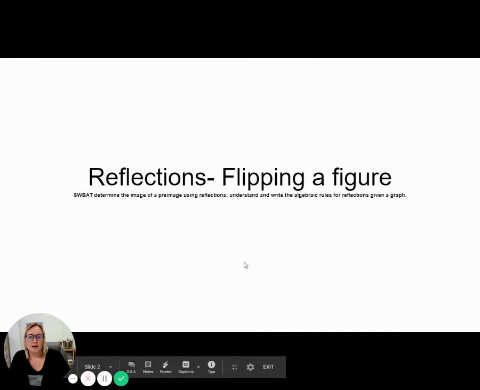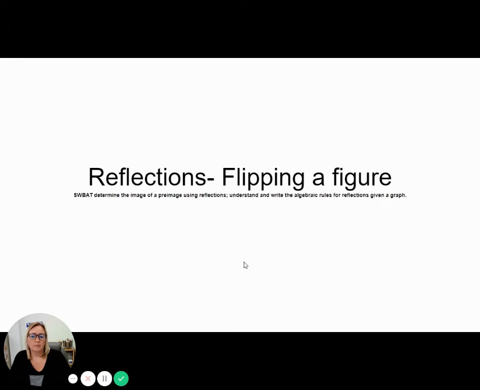Okay, today we are going to be talking about reflections, which is flipping a figure. Think about a reflection in a mirror. You see the things back, but it's flipped, right? So we're going to be determining the pre-images. We are going to be writing algebraic rules. We are going to be able to determine what type of reflection they are.